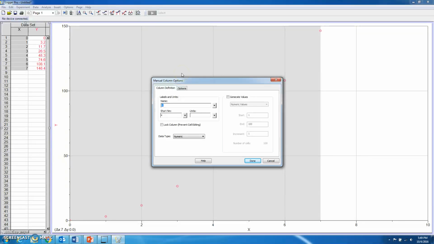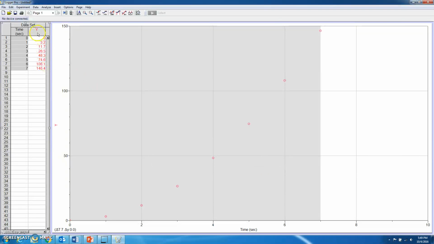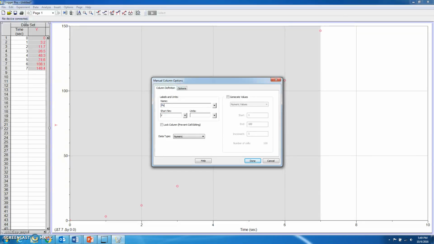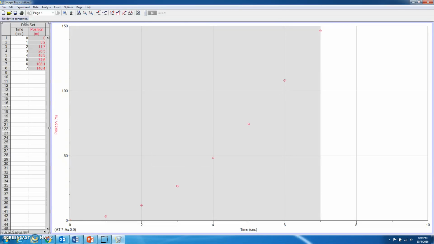So to do that, we double-click on X, we'll type in time, short name would be the letter T, units seconds. The y-axis, we're going to label position, short name X for horizontal position, units M for meters. Here we go. And we'll notice that once we did that, it labeled our y and x axes of our graph. And as soon as we typed in those numbers, it graphed our data, and you can see that it's a top opening parabola.